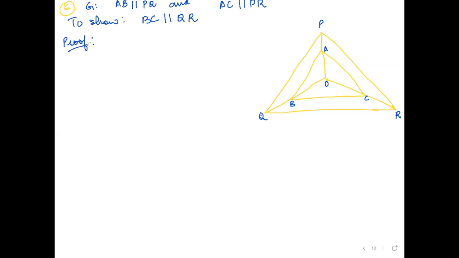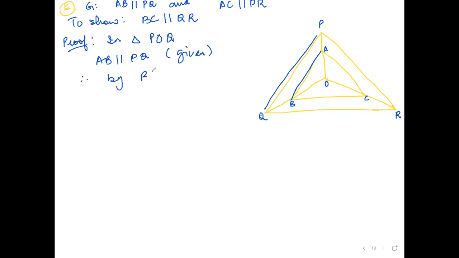So again, we will start with the given condition. AB is parallel to PQ. Now, where is AB? Where is PQ? Look in the figure. This is AB, right? This is PQ. POQ, good. So in triangle POQ, AB is parallel to PQ. This is given. So therefore, by BPT, what can I write? Tell me.